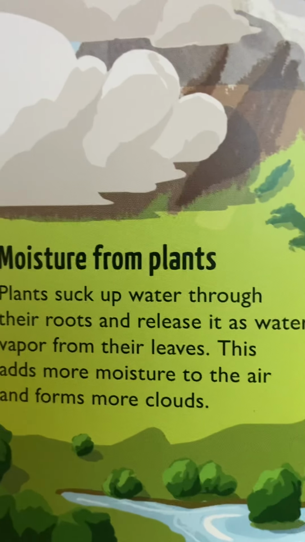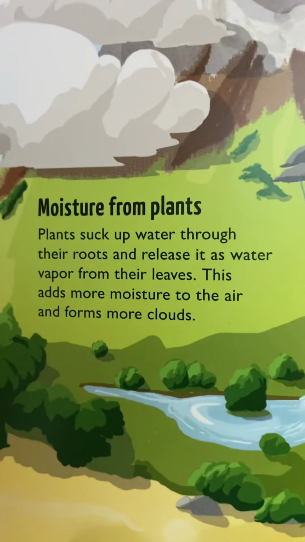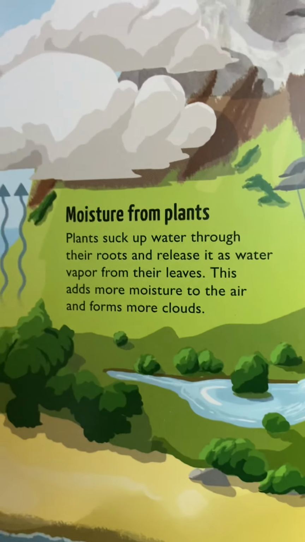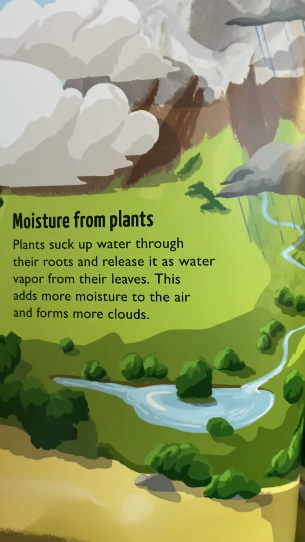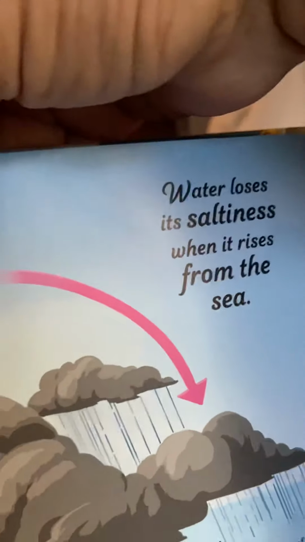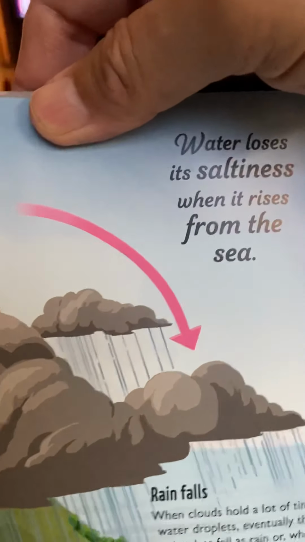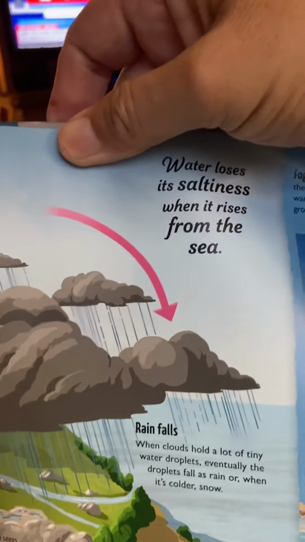Plants suck up water through their roots and release it as water vapor from their leaves. This adds more moisture to the air and forms more clouds. So water loses its saltiness when it rises from the sea. I didn't know that.